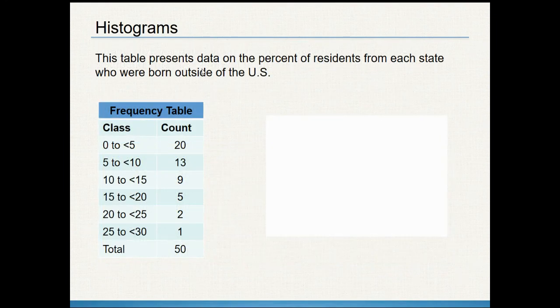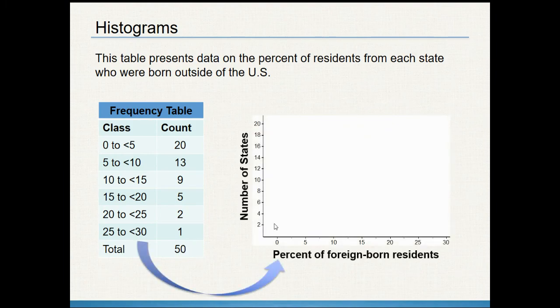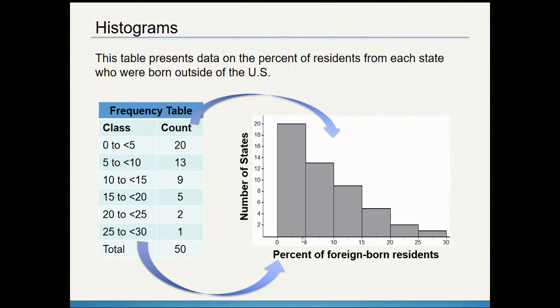So we've got this table here that represents data on the percent of residents from each state who were born outside of the U.S. You've got your classes here: 0 to less than 5, 5 to less than 10, 10 to less than 15, 15 to less than 20, and so on. And you've got your counts there. The total is 50, so all 50 states are represented here. So we can have the number of states and the percent of foreign-born citizens. For the class from 0 to 5, the count was 20, so we draw a bar up to 20.